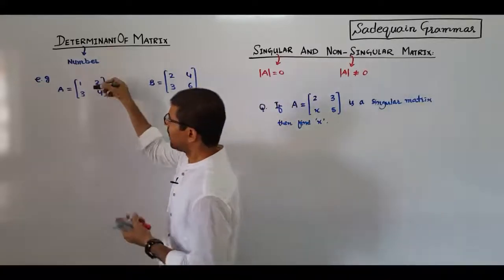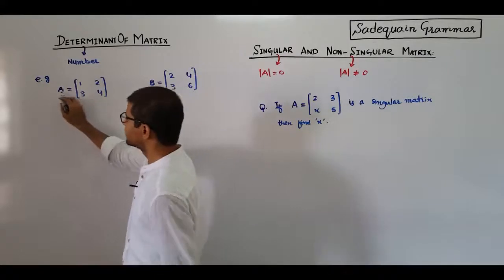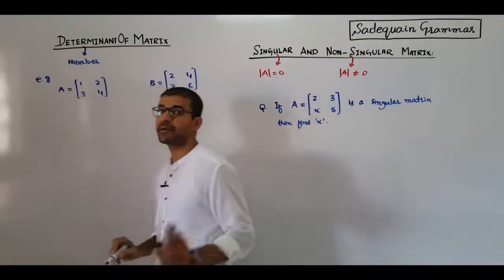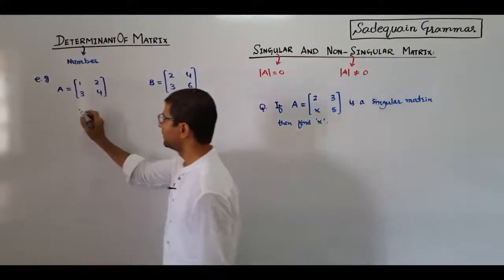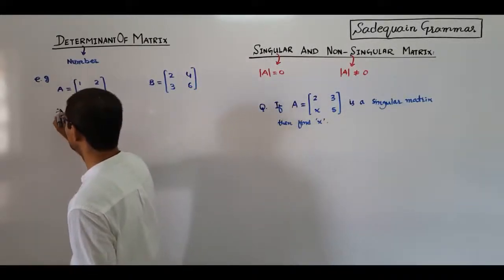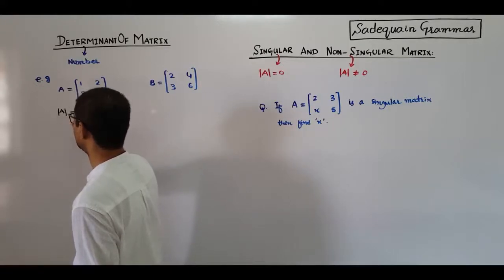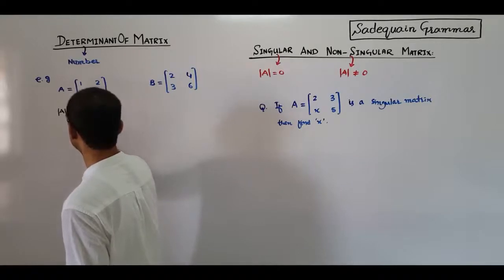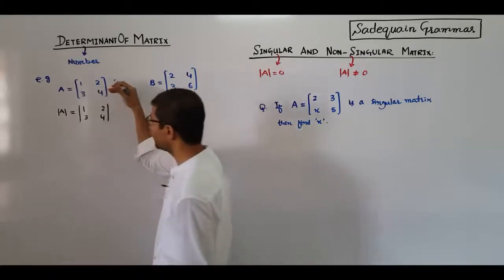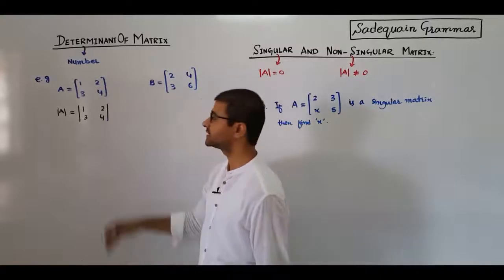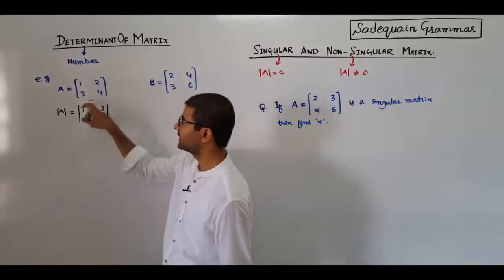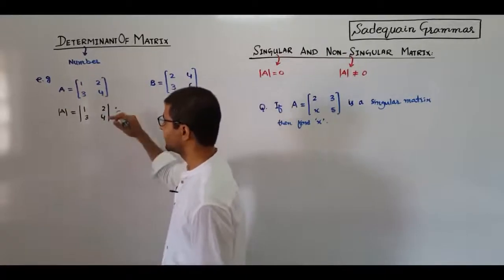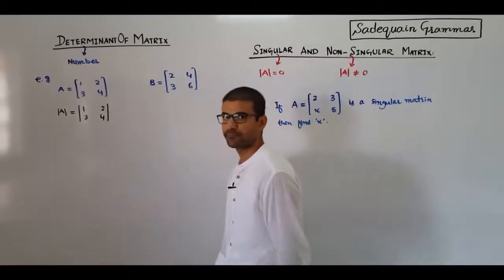So how can we find determinant? Let's suppose we have matrix A as 1 2 3 4. So this is matrix form. First convert it into determinant form. This is determinant form 1 2 3 4. How can we convert matrix into determinant? Just by applying vertical lines on both sides instead of the brackets. This is determinant form, this is matrix form.